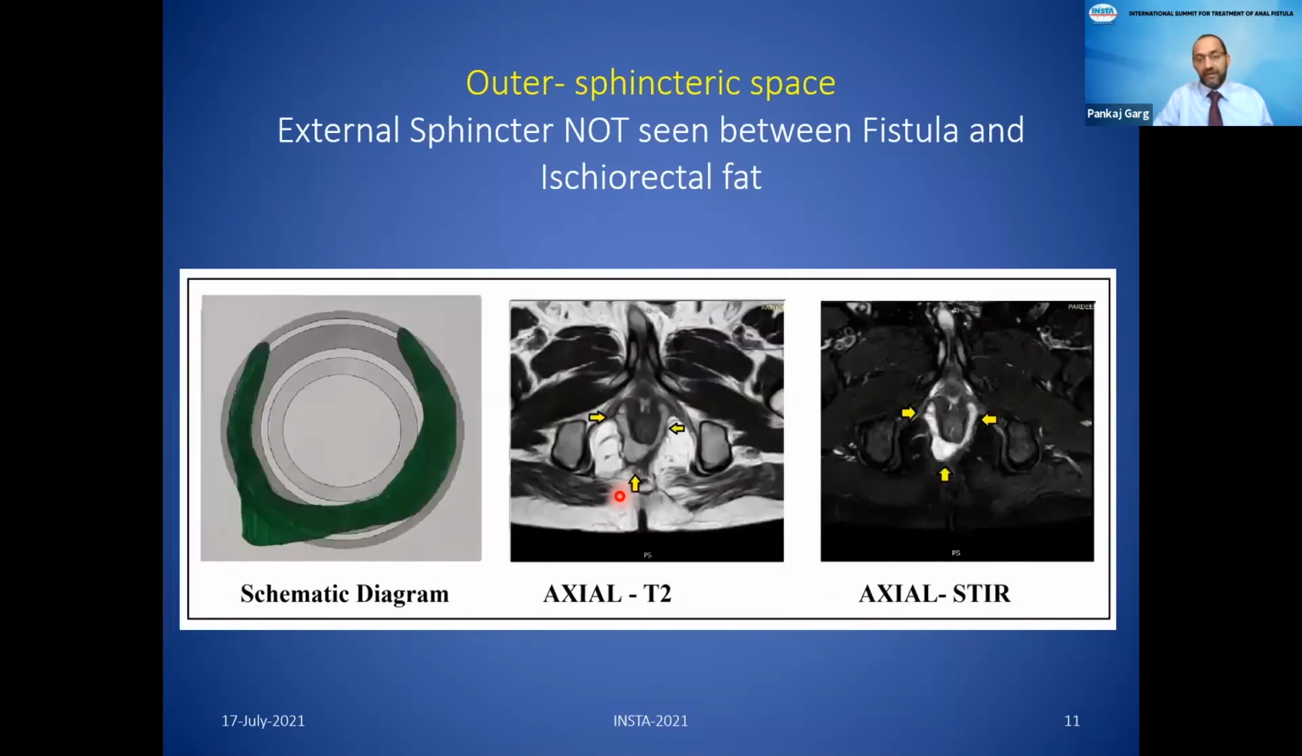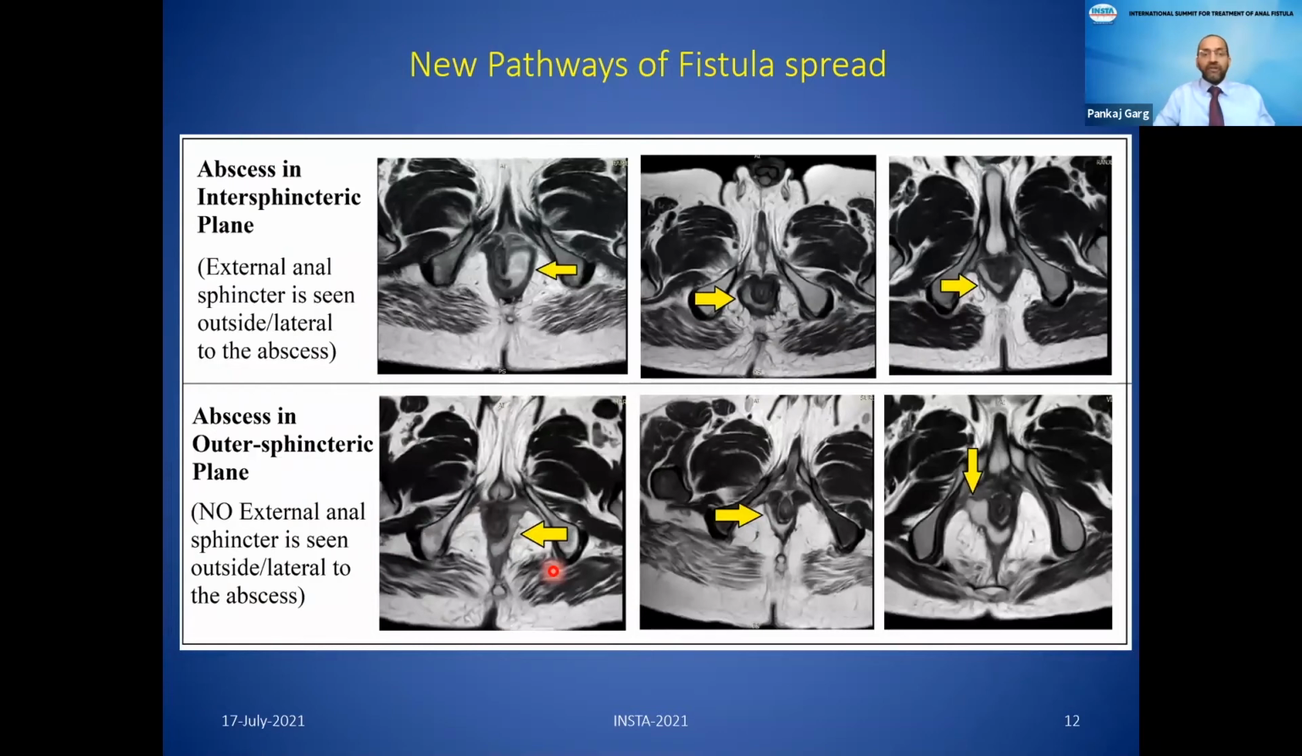That is very important. Another example, you have a horseshoe fistula, which is almost all in the outer sphincteric space. So you cannot drain it into the rectum, and you cannot see any external sphincter outside it. And it is not entering the ischiorectal fossa, as a distinct plane can be seen between the fat and the fistula. So we have put the pictures together of different fistulas so that it can be appreciated.